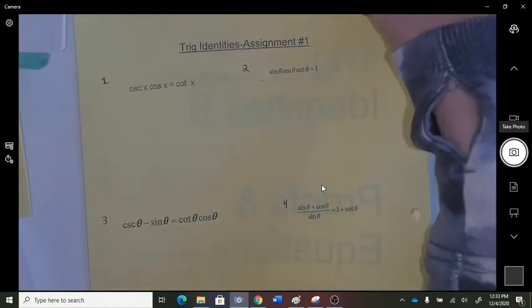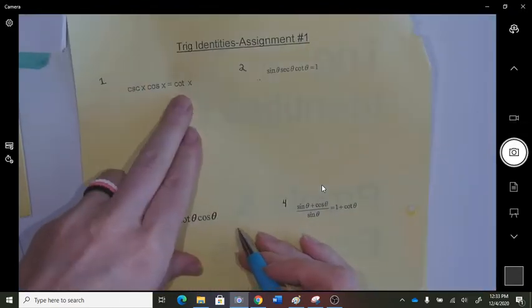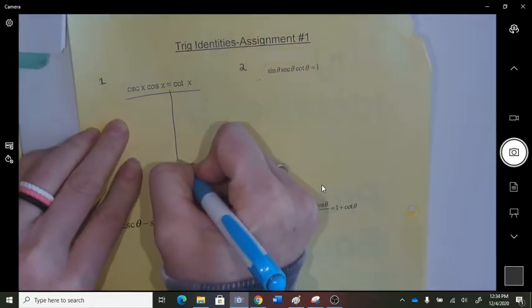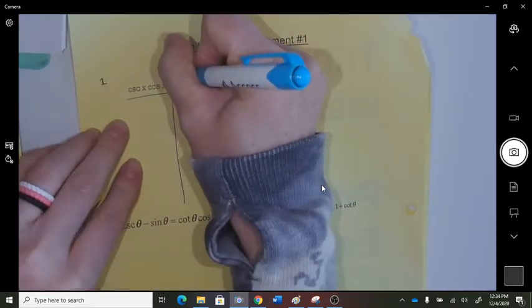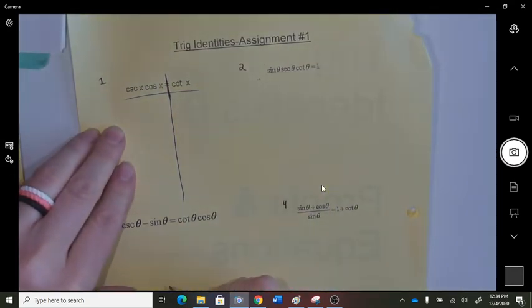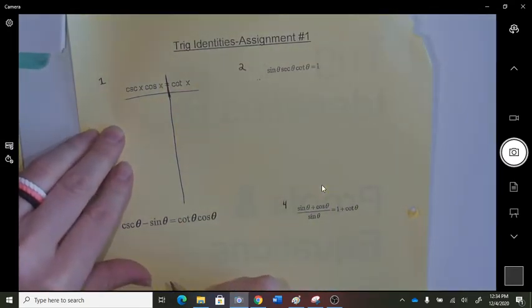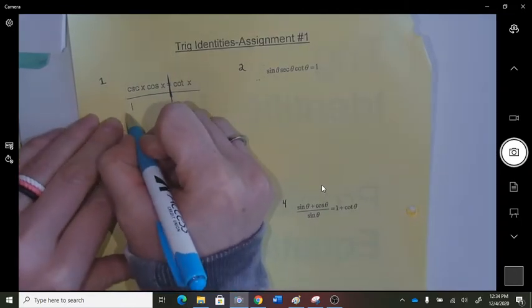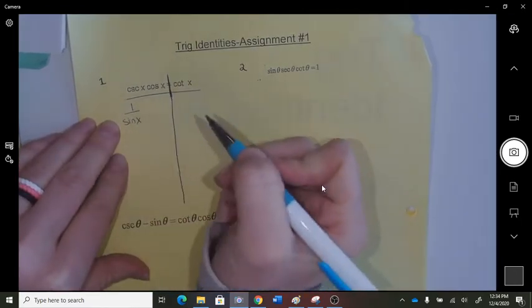Okay, trig identities B, assignment number 1. So we're trying to prove this equals this. I'm going to use the strategy of substituting ratios that I know. So cosecant is the reciprocal of sine.